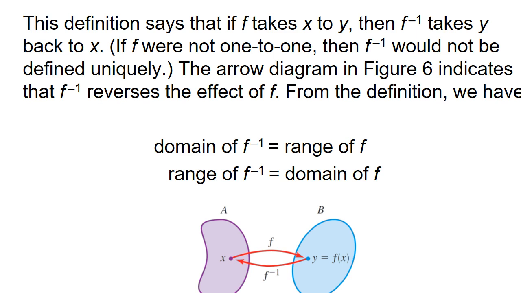If f were not one-to-one, then f inverse would not be defined uniquely. The arrow diagram in Figure 6 indicates that f inverse reverses the effect of f. From the definition, we have domain of f inverse equals range of f, and range of f inverse equals domain of f.